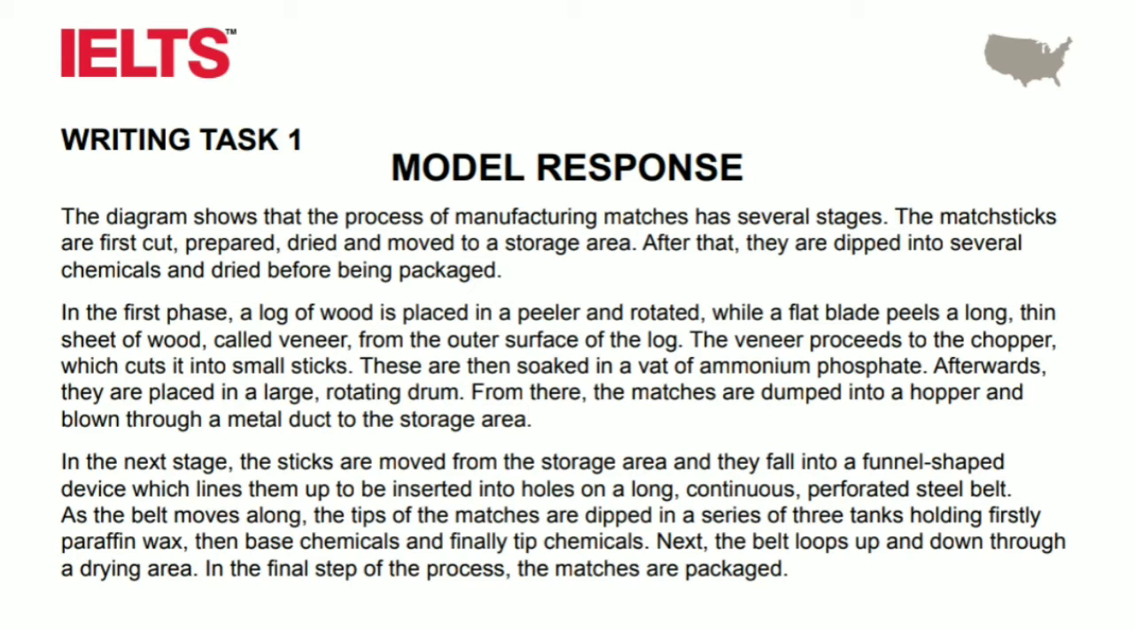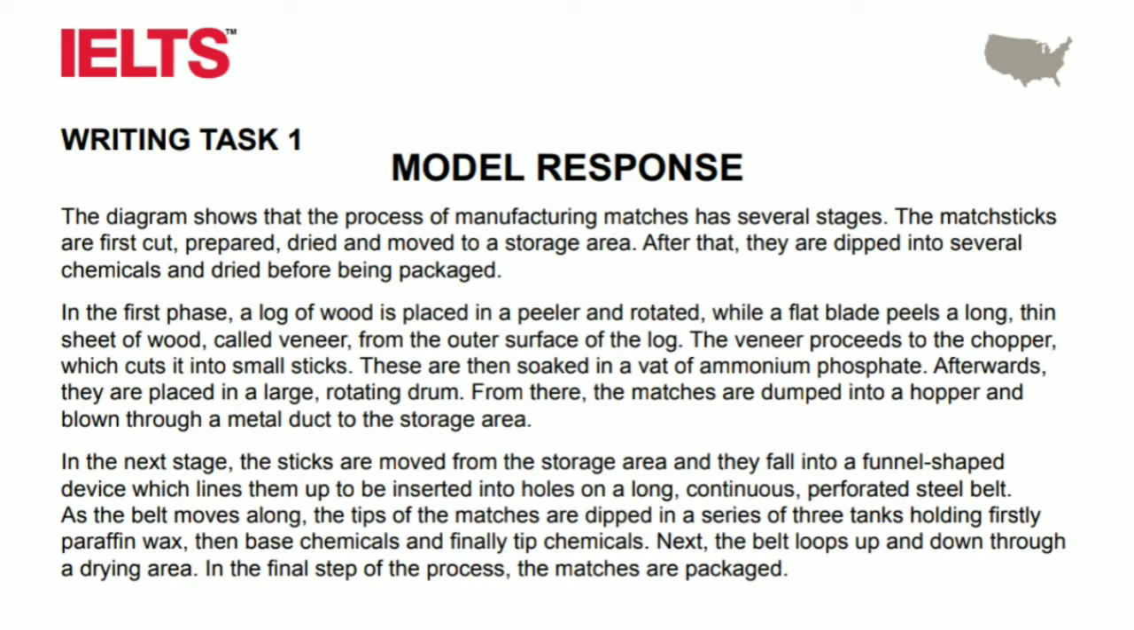Now, the diagram shows that the process of manufacturing matches has several stages. So that's the introduction. The diagram shows, now the overview. Sometimes it appears without the connecting word. The matchsticks are first cut, prepared, dried and moved to a storage area. After that, they are dipped into several chemicals and dried before being packaged.